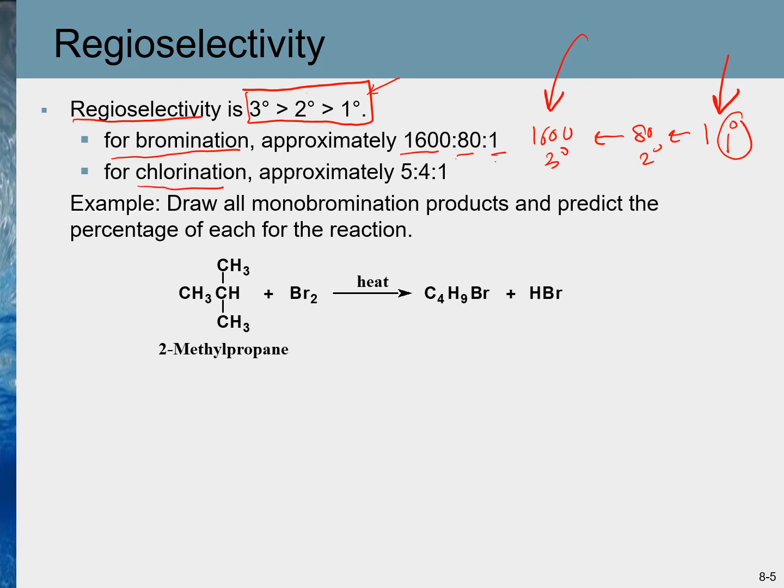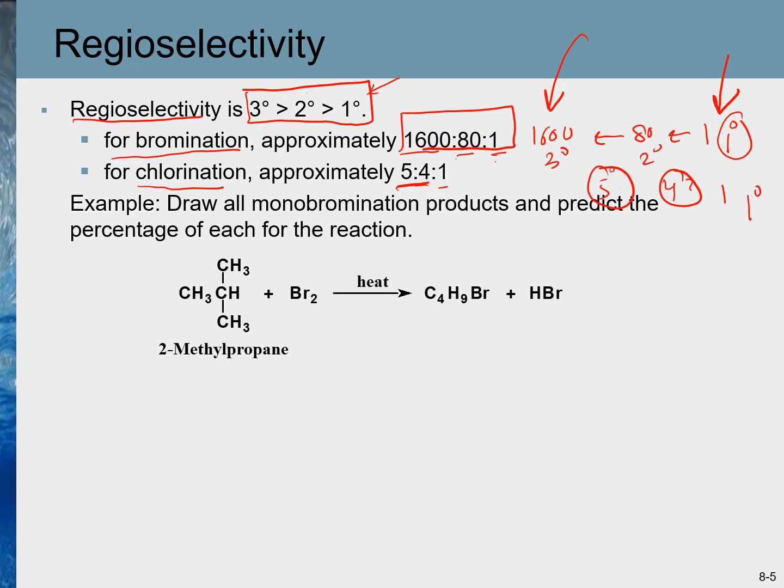However, in case of chlorination reaction, this ratio is roughly 5:4:1. So in other words, for every one primary chlorination product, we only get 5 tertiary chlorination product. And between the secondary and tertiary, the preference is almost similar. For every 4 secondary products, we will get 5 tertiary products. So secondary and tertiary in chlorination have almost the same preference. Slightly higher preference for tertiary, but not as high as in case of bromination.